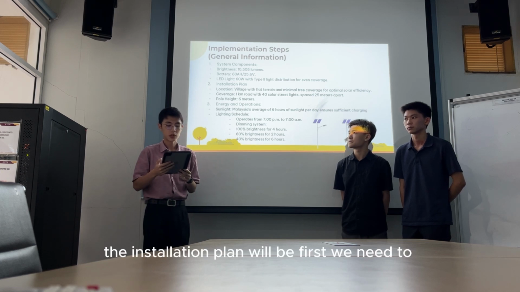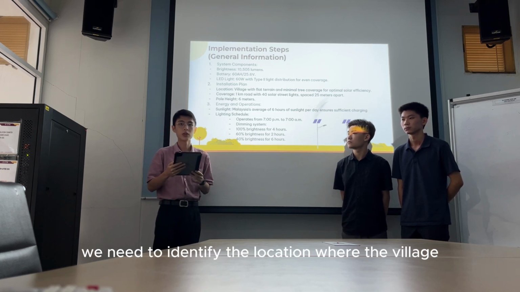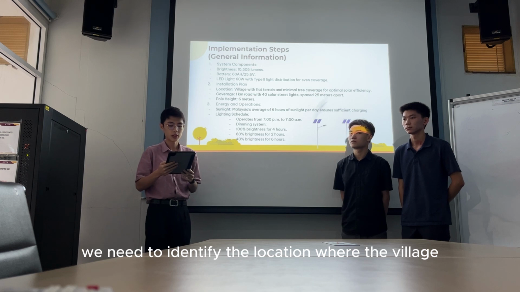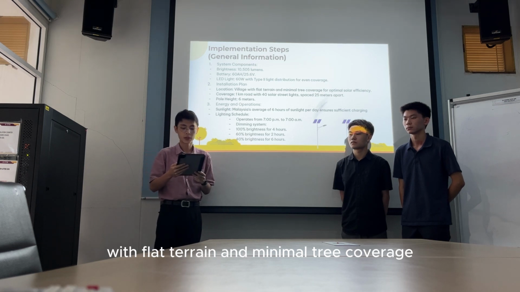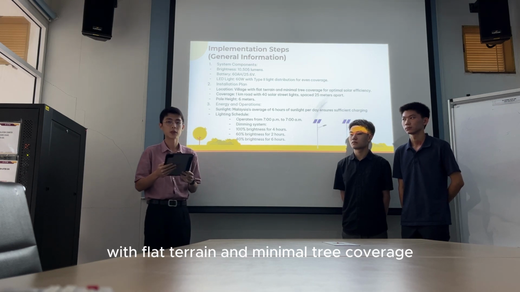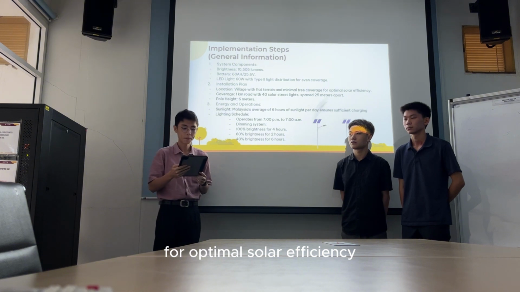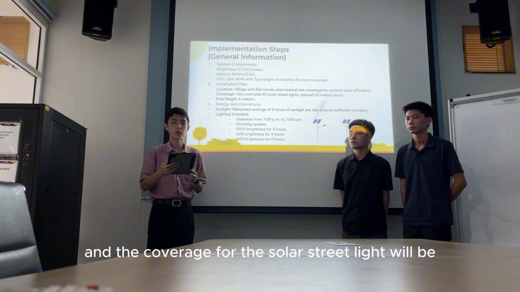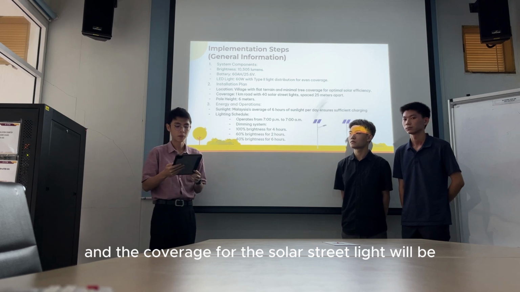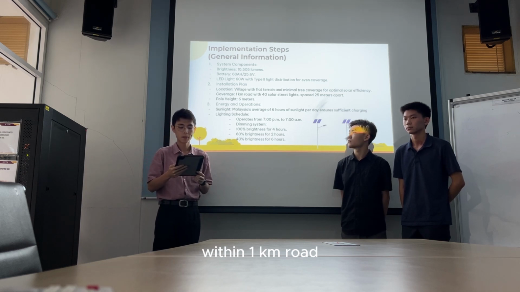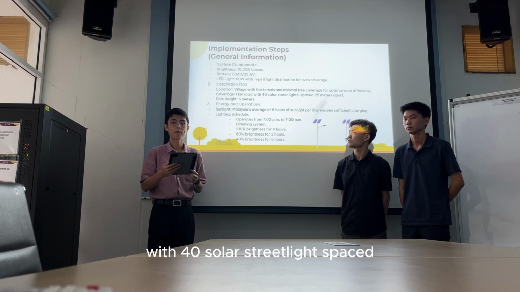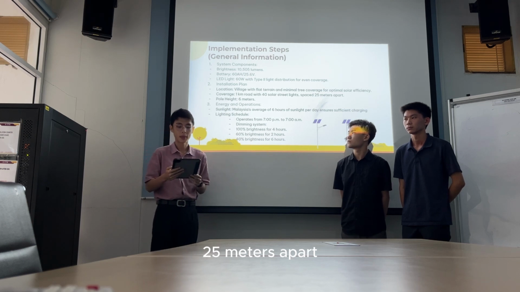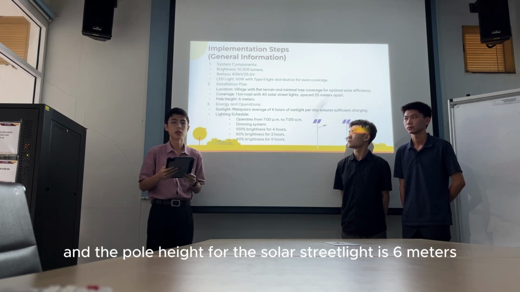The installation plan will be: first, we need to identify the locations in the village with flat terrain and minimal tree coverage for optimal solar efficiency. The coverage for the solar streetlights will be within a 1 kilometer road, with 40 solar streetlights spaced 25 meters apart, and the pole height for the solar streetlight will be 6 meters.